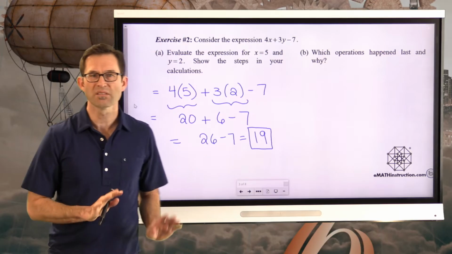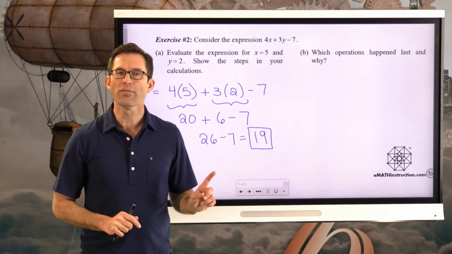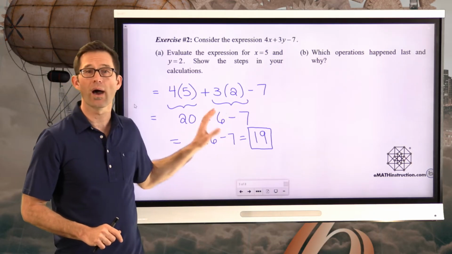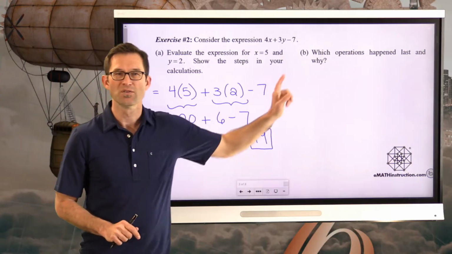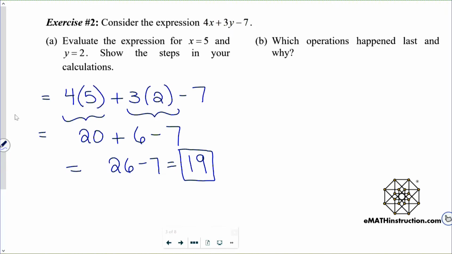All right, that's simple, easy. The point of that wasn't so much to review how to evaluate an expression, but so that we could get to letter B. Which operations happened last and why?